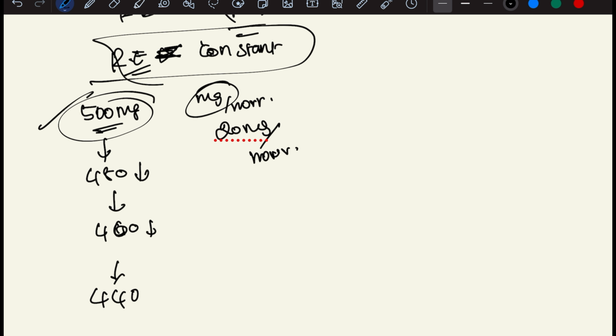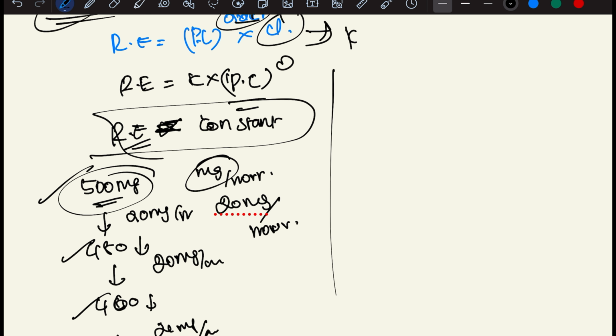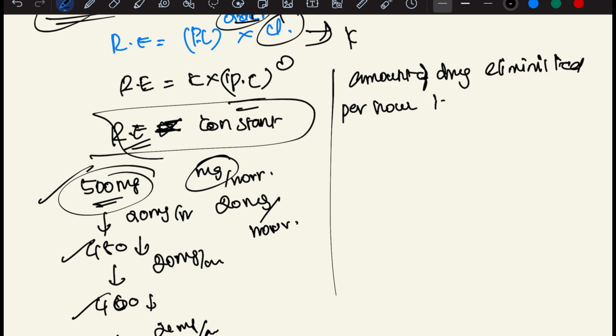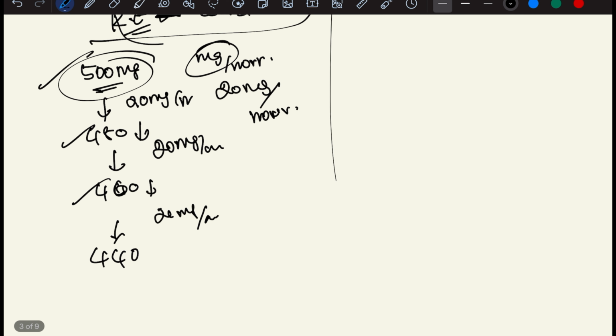See, even though the plasma concentration decreases, initially it was 500, now it is 480, now it is 460. But what happens to the rate of elimination? Here 20 milligram per hour is eliminated. Here also 20 milligram per hour is eliminated. Here also 20 milligram per hour is eliminated. So we can define zero order reaction as: the amount of drug eliminated per hour is constant. Understood the concept? Okay, this is the concept.